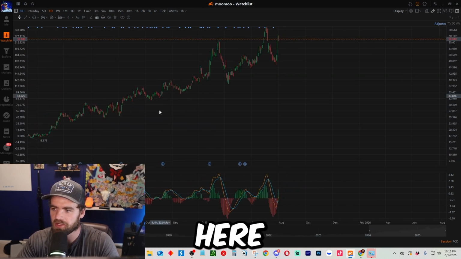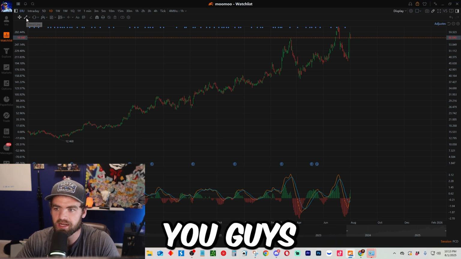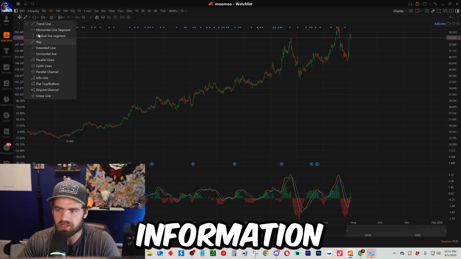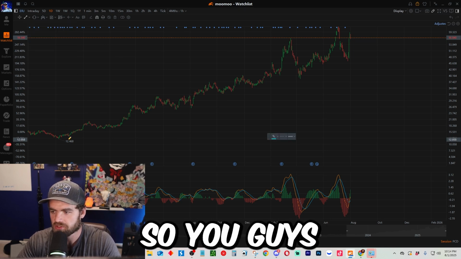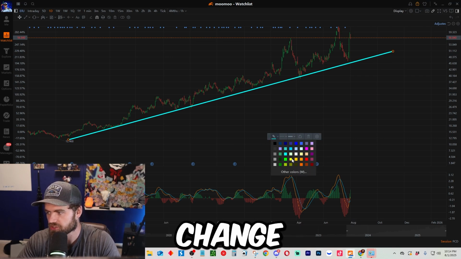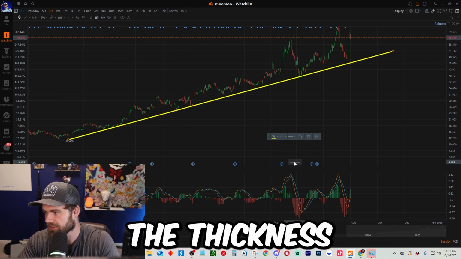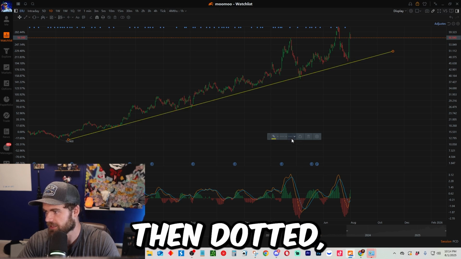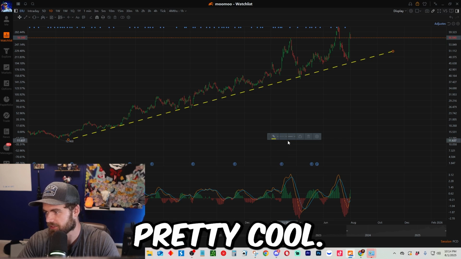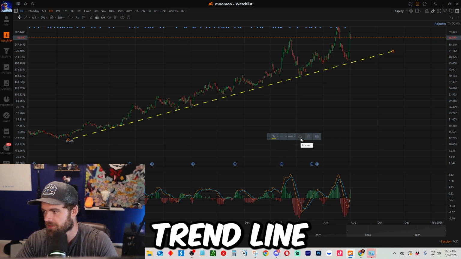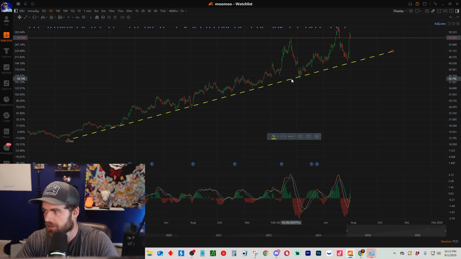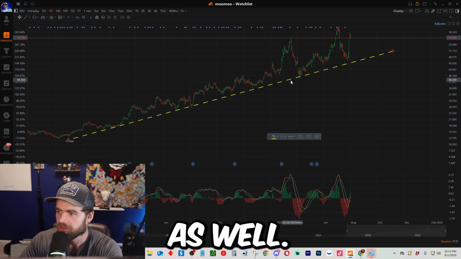Now with Moomoo, how you go about drawing them, you guys can see this little trend line tool. There's a drop down arrow where it gives you a lot of information and a lot of other drawing tools. So you can literally just draw it out, as well as change the color and the thickness, if you want it thick, if you want it thin, dotted, whatever it may be. So for me, that's pretty cool. You can see that trend line there. You also can lock it so you can never accidentally move it, which I think is pretty cool as well.